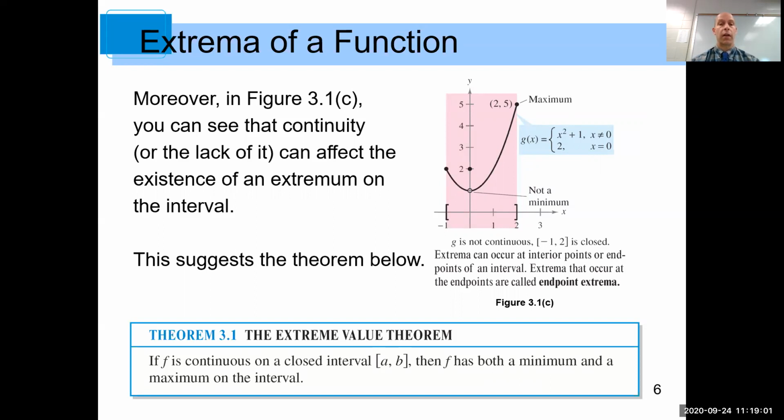So let's look at Theorem 3.1 here at the bottom of the page. This is an important theorem. You will hear me talk about it as EVT, the Extreme Value Theorem. It says the following: if f is continuous on a closed interval [a, b], then f has both a minimum and a maximum on that interval. Notice I said continuous on the closed interval. In this example here, it was not continuous at 0, therefore it doesn't have a minimum in this case.